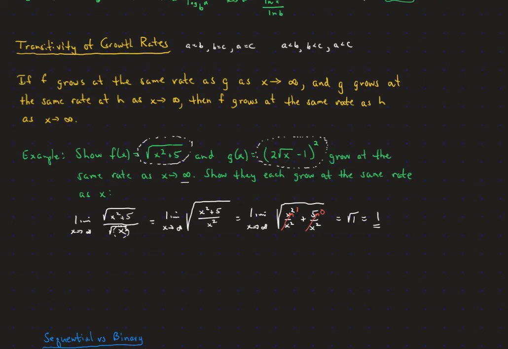Now we can also do that with the second one. So we're going to take the limit as x goes to infinity of our g of x, that 2 square root of x minus 1 squared all over x. And we'll see if we can't get a constant there as well.